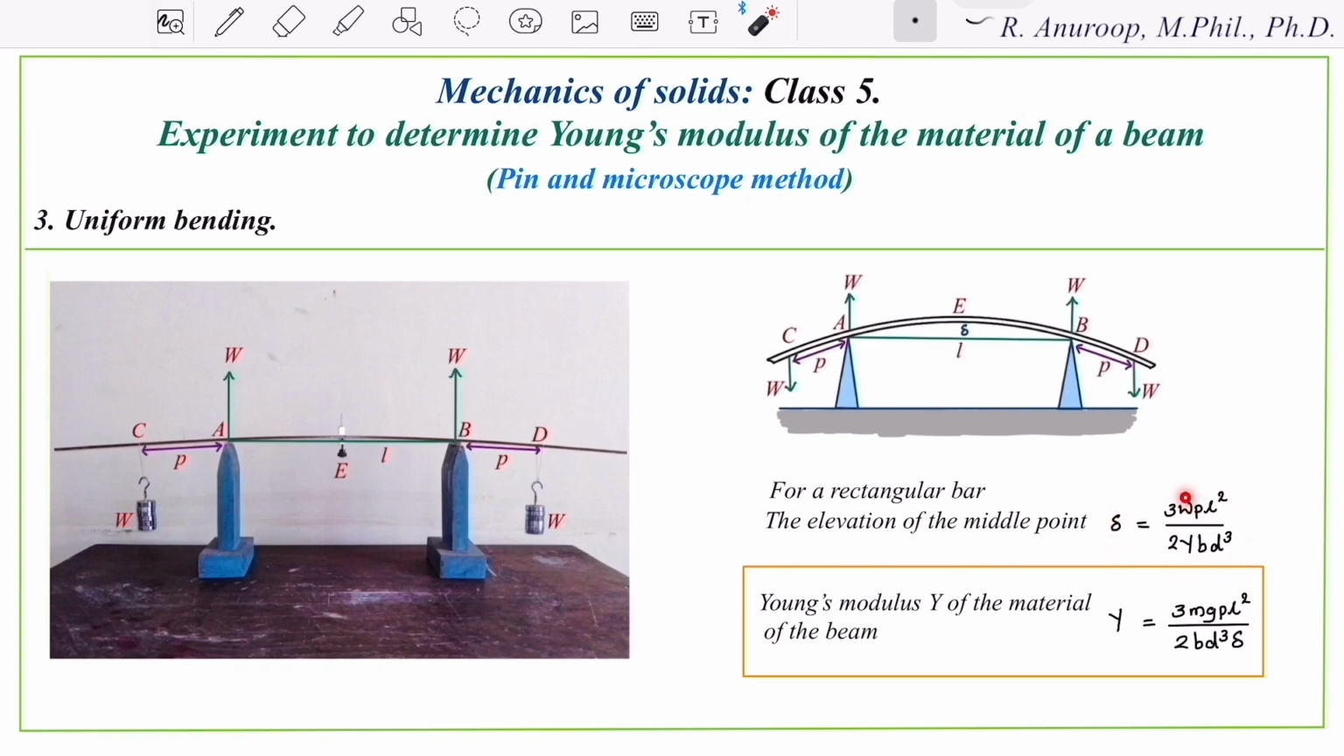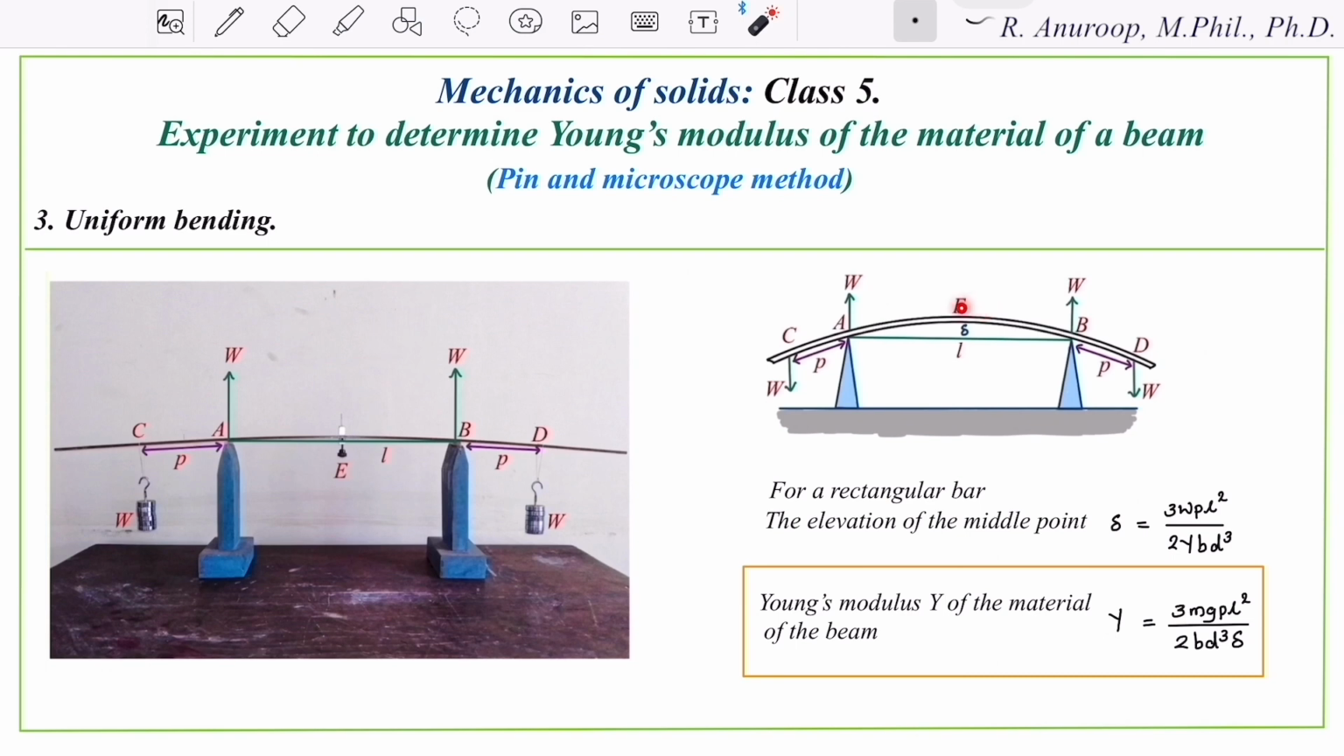where W is equal to mg, P is the distance from the knife edge to the weight hanger, L is the length of the beam between two knife edges, and Y is the Young's modulus of the material of the beam, B is the breadth, and D is the thickness of the beam. Thus, if we know the elevation of the middle point delta, then we can determine the Young's modulus of the material of a beam.